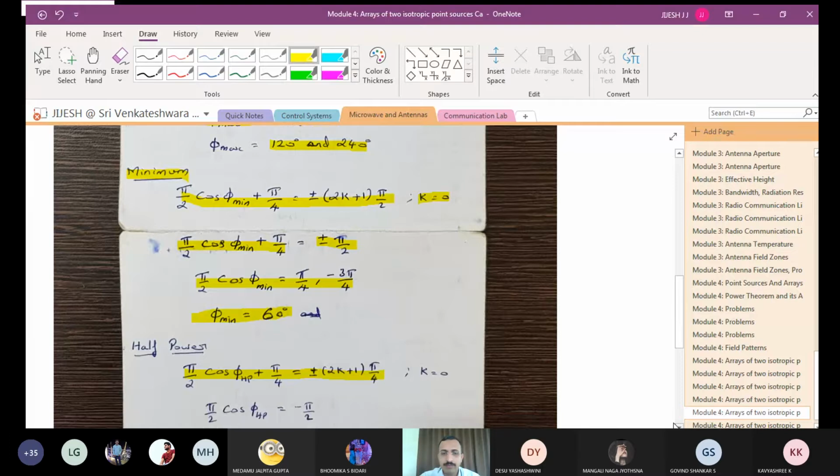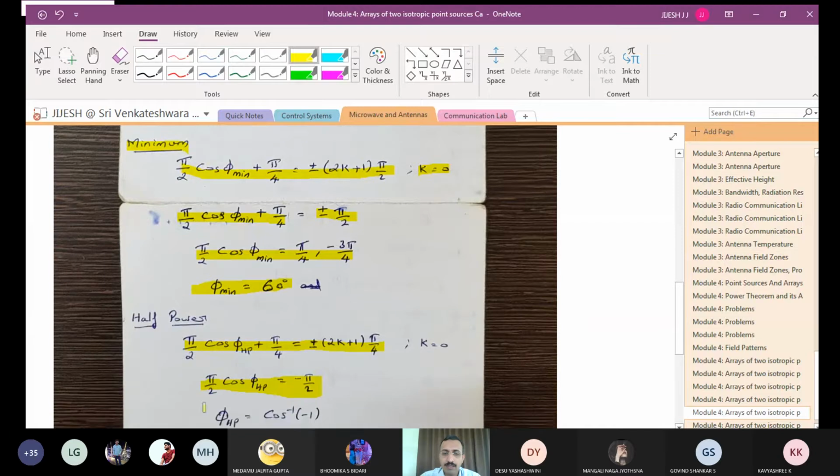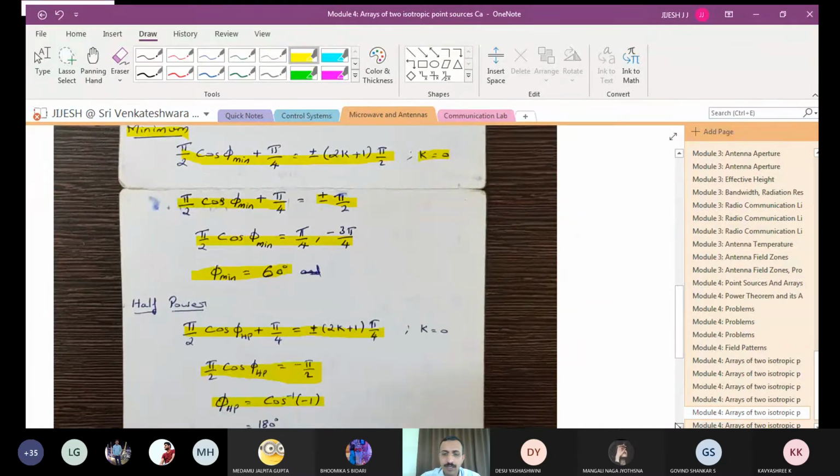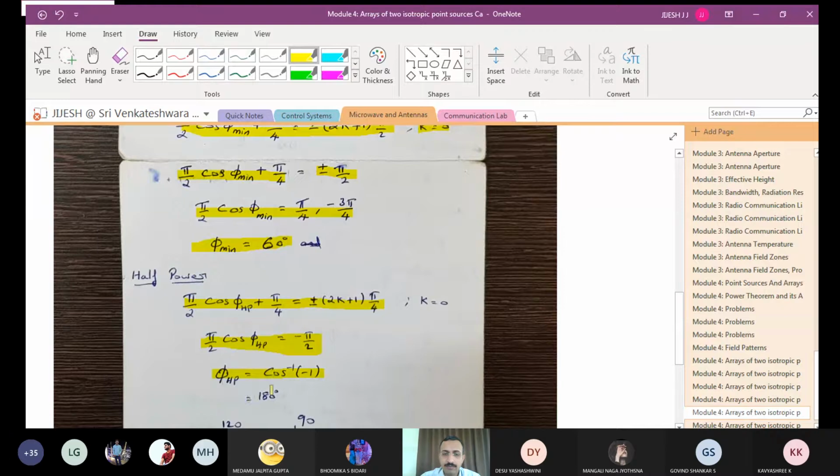So pi by 2 cos phi half power is equal to minus pi by 2, and from this we can find out the phi half power. So you can just write out: pi by 2 cos phi half power is equal to minus 1 by 2, and phi half power you will obtain as cos inverse of minus 1, and all of you know that cos inverse of minus 1 is 180 degree. So what you understand from here is half power points will be at 180 degree.